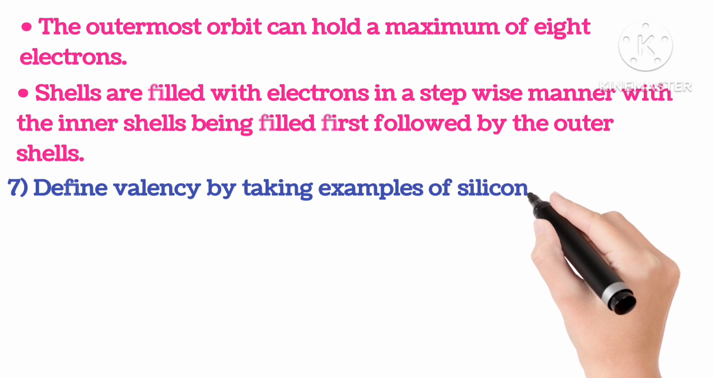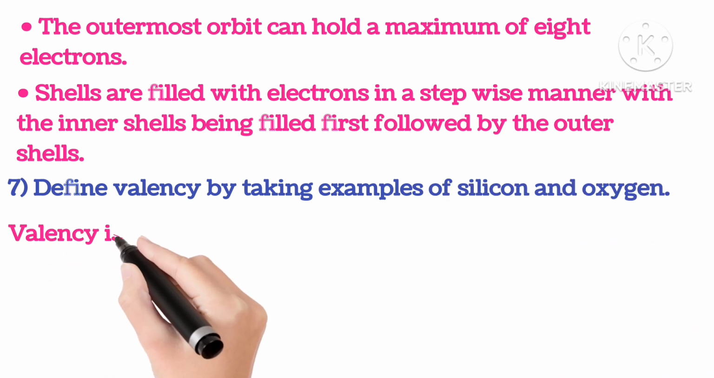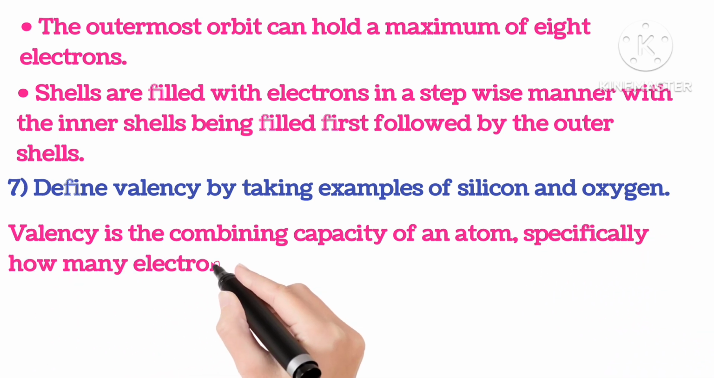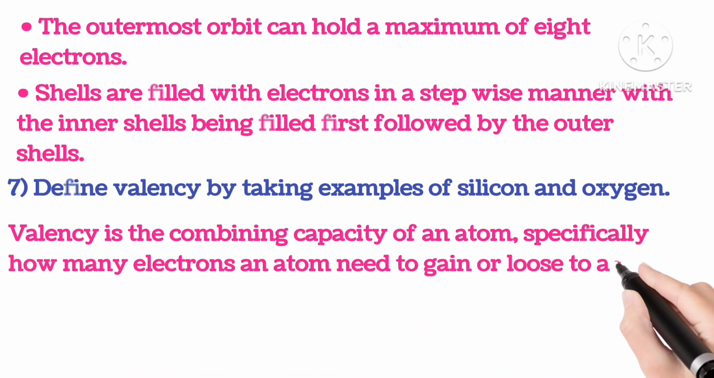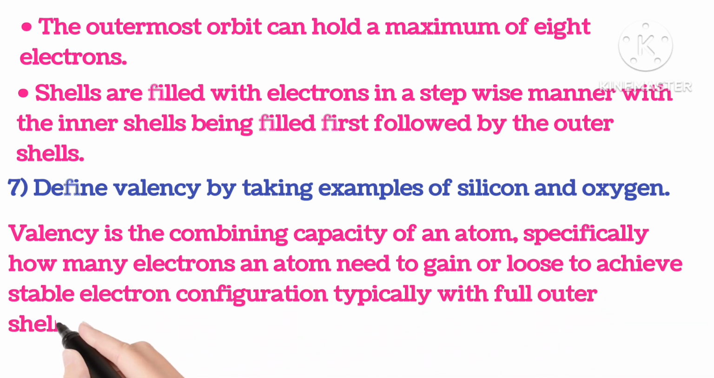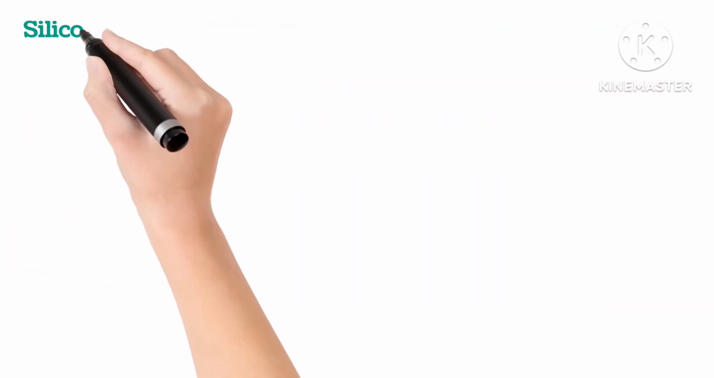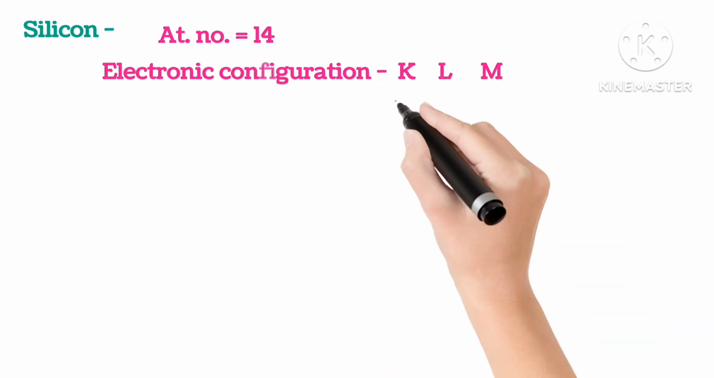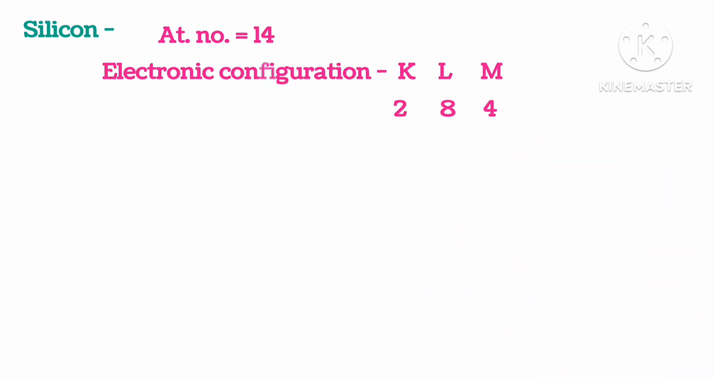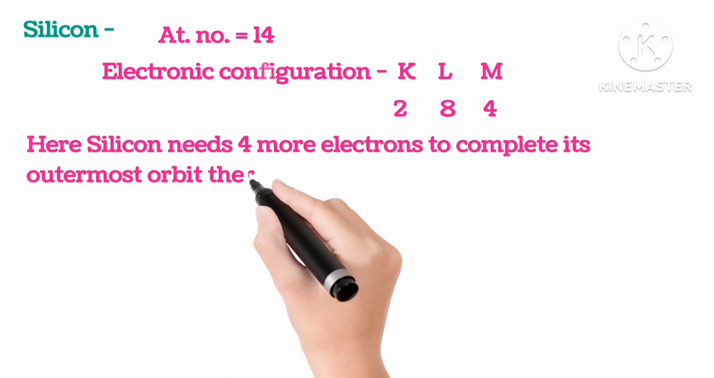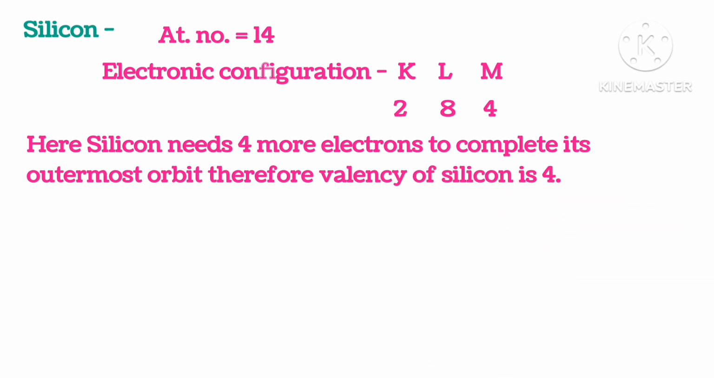Define valency by taking example of silicon and oxygen. So we know that valency is the combining capacity of an atom, specifically how many electrons an atom needs to gain or lose to achieve stable electronic configuration, typically with full outer shell, which is the octet rule. So for silicon, atomic number of silicon is 14, so electronic configuration will be 2, 8, 4. Here silicon needs 4 more electrons to complete its outermost orbit. Therefore, the valency of silicon will be 4.